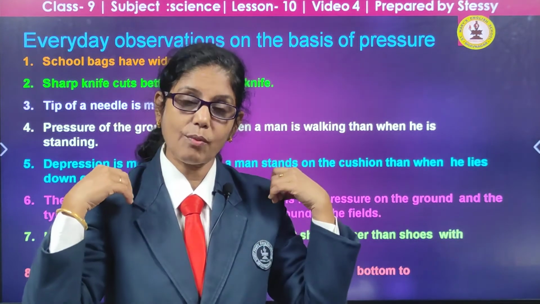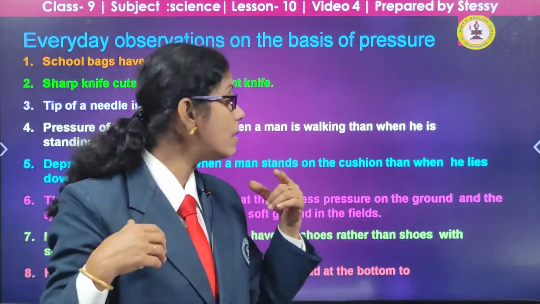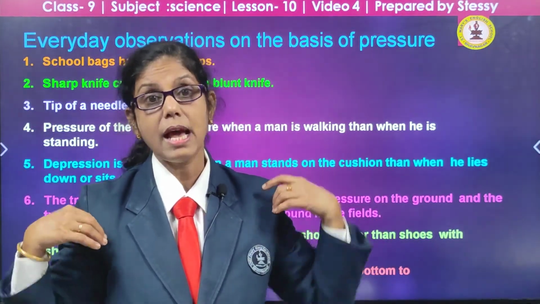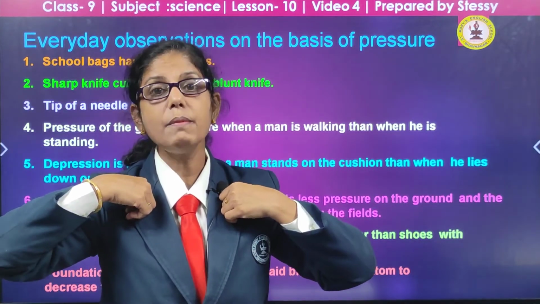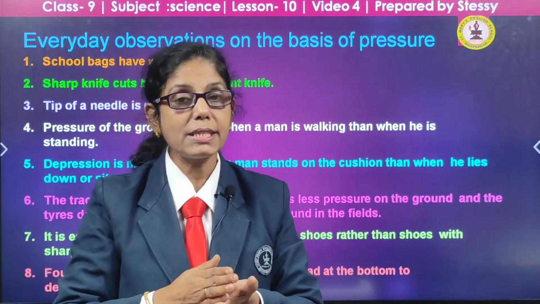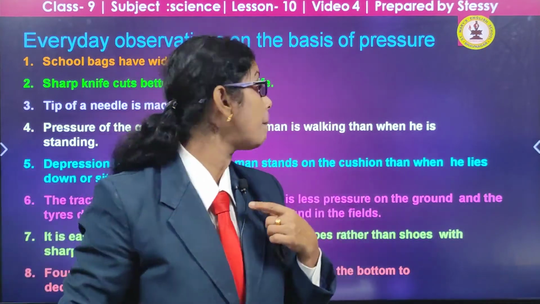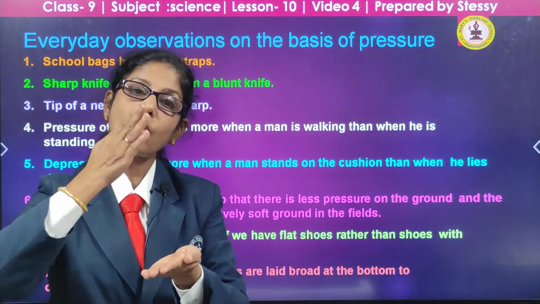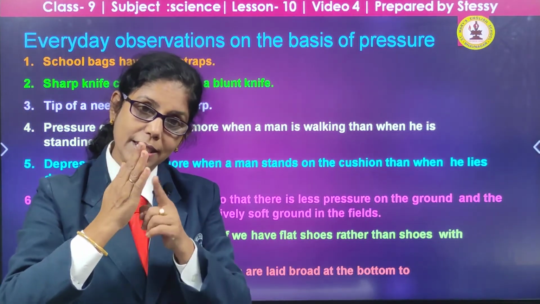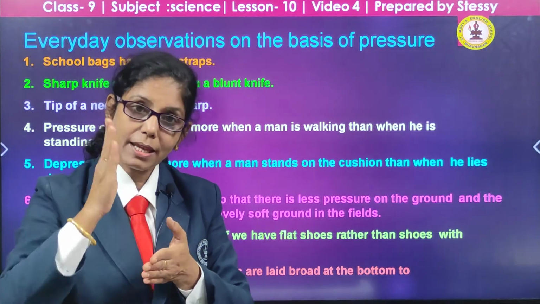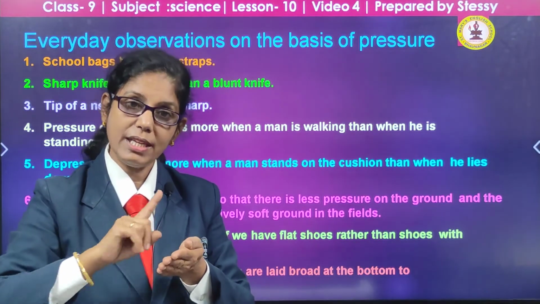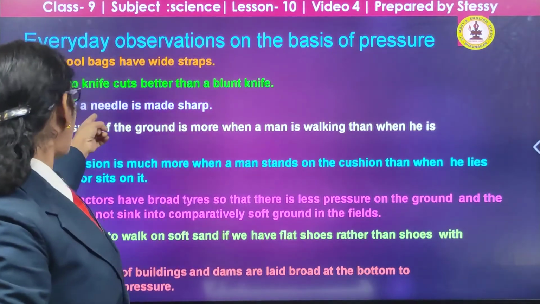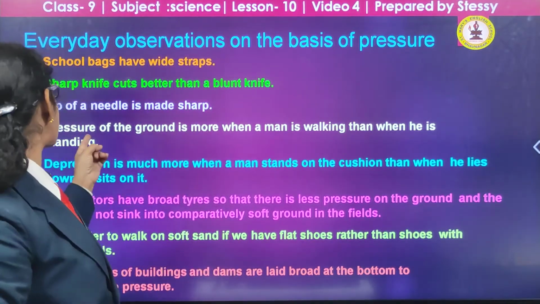You will select the one with the broad strap, because if it is broad, the area is increasing, pressure will be less. Otherwise what happened? Narrow strap, so area is less, more pressure will be there and you will get pain. Then it comes to a knife. So knife, what is it used for? Cutting. So this end will be very sharp, area should be less, then we can easily cut. Now tip of needle should be very sharp.